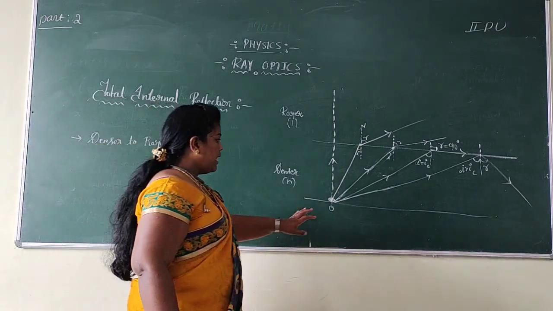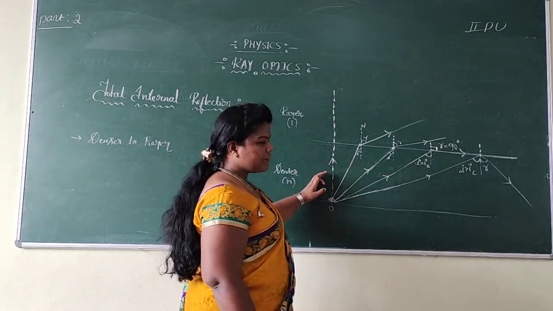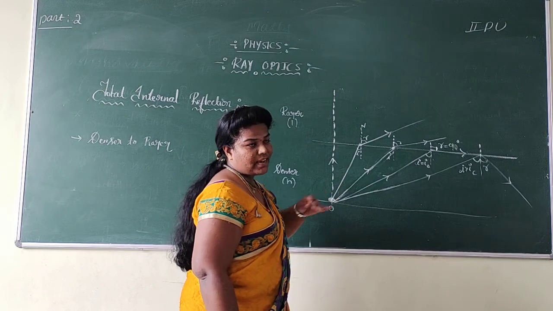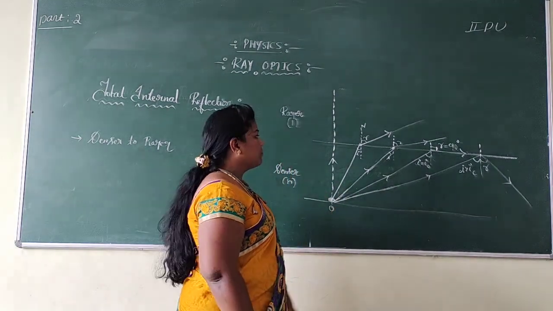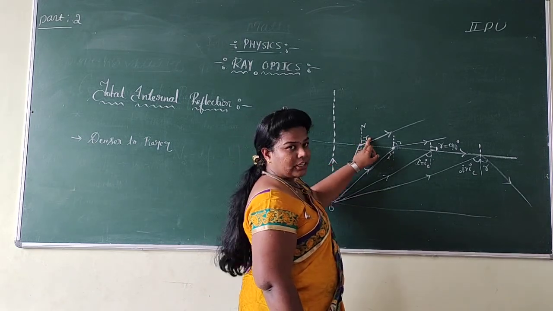So what I just showed: if a ray of light passes along the normal, then the angle of incidence, the angle of reflection and the angle of refraction are all equal to 0. If I increase the angle of incidence, then we can observe the refraction.